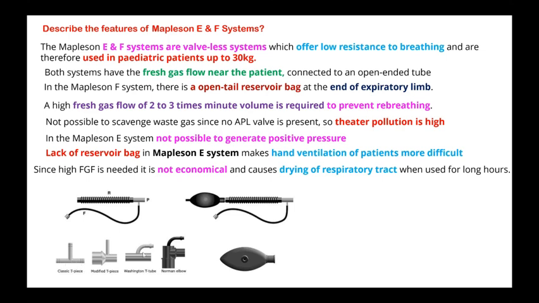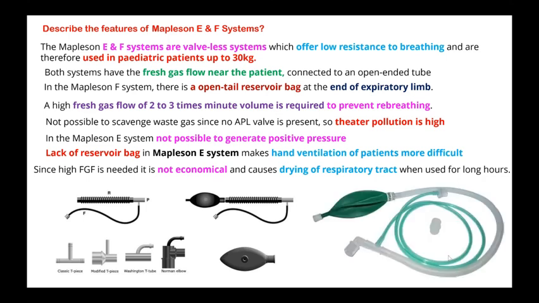So these are various shapes of the T-pieces which are used in the breathing circuits. This is the classic T-piece. It's called T because it resembles the alphabet T, and this is called the modified T-piece with a larger adapter for the expiratory limb. This is called the Washington T, where the inflow or the fresh gas flow inlet is slightly curved. And this is called the Norman elbow. So these are some of the modifications of the original T-piece. And this you should all be very familiar with.